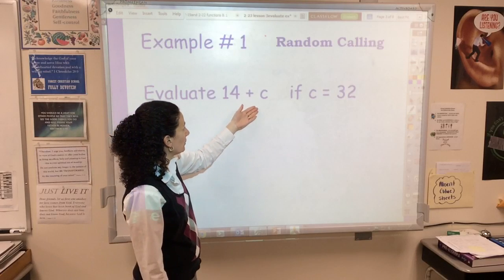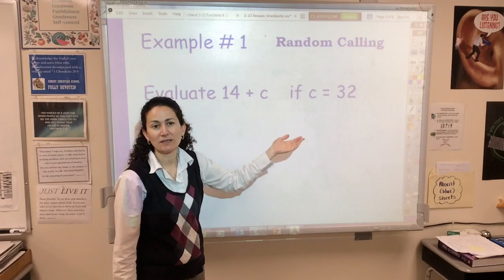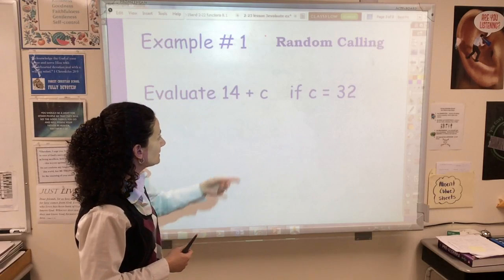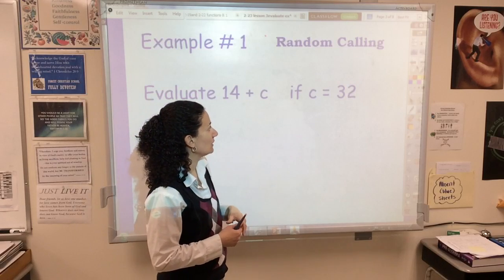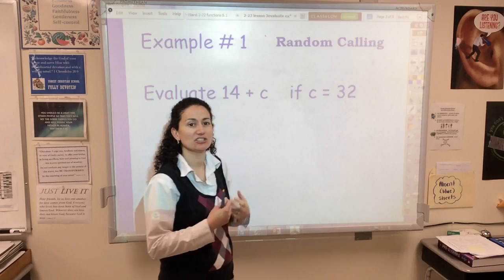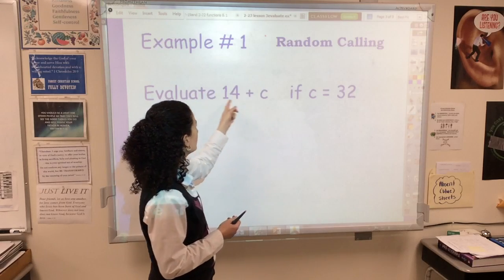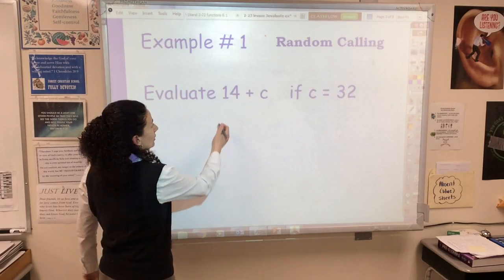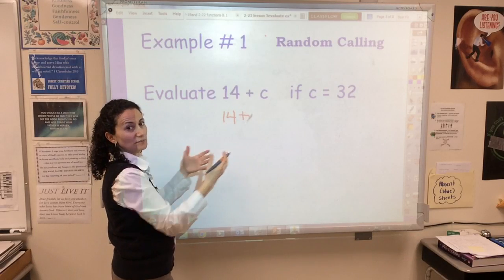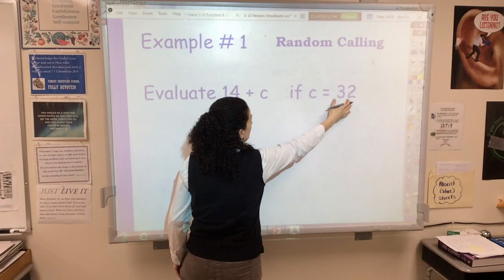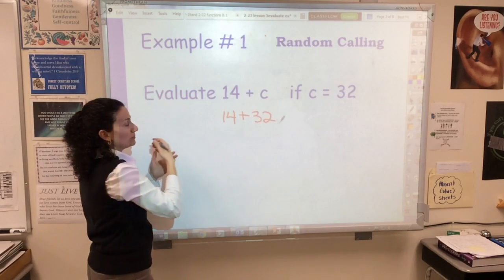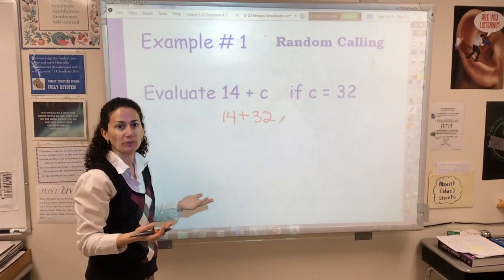A variable is simply a letter that stands for an unknown number. In this case, they tell us what c equals. C equals 32. So what I'm going to do is take that number and substitute it into my little expression here. So I'm going to rewrite it as 14 plus, here's the substitution, I'm going to take 32 and put it in for c. And then I'm going to simply evaluate using order of operations.